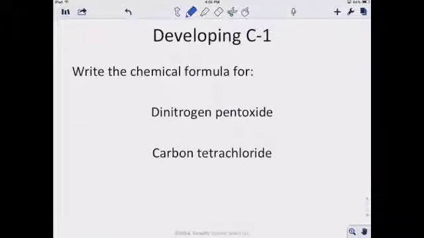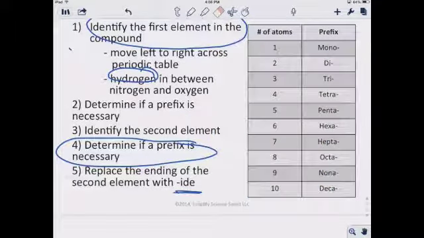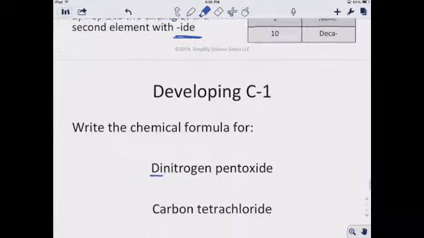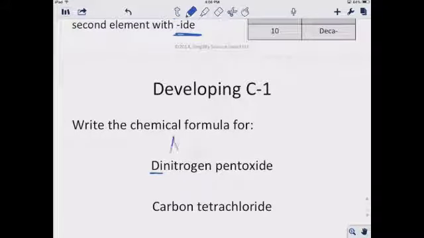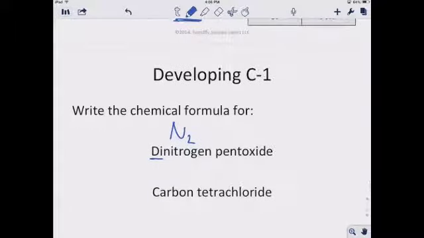So when we look at this, it says write the chemical formula for dinitrogen pentoxide. If we look at our list, di means how many? It means 2. So dinitrogen means 2 nitrogens, so N2. Pentoxide: penta is 5, so we go O5. Really simple, right? Carbon tetrachloride. Carbon, we don't need a prefix on carbon, because there's only one. So C, tetra means 4, so Cl4, chloride.